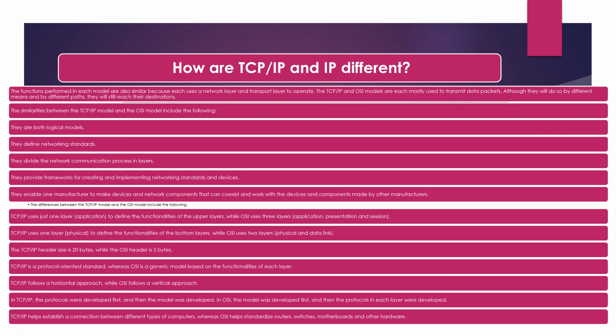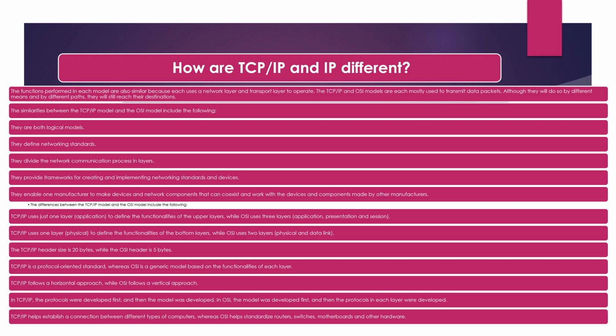How are TCP/IP and OSI different? The functions performed in each model are also similar because each uses a network layer and transport layer to operate. The TCP/IP and OSI models are each mostly used to transport data packets. Although they will do so by different means and by different paths, they will still reach their destination.